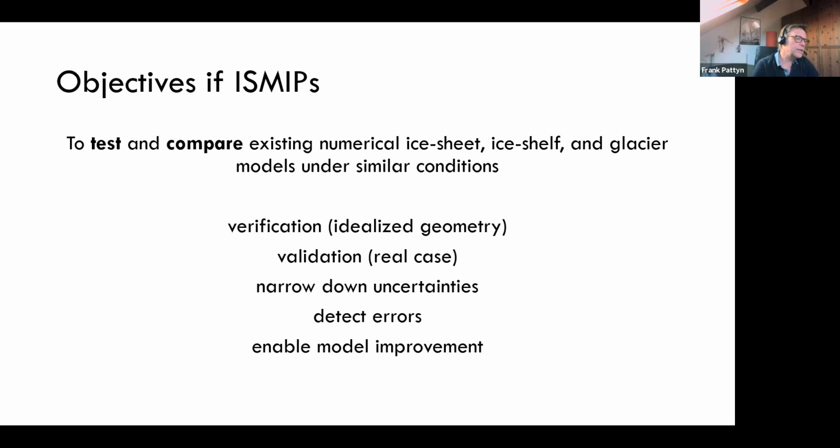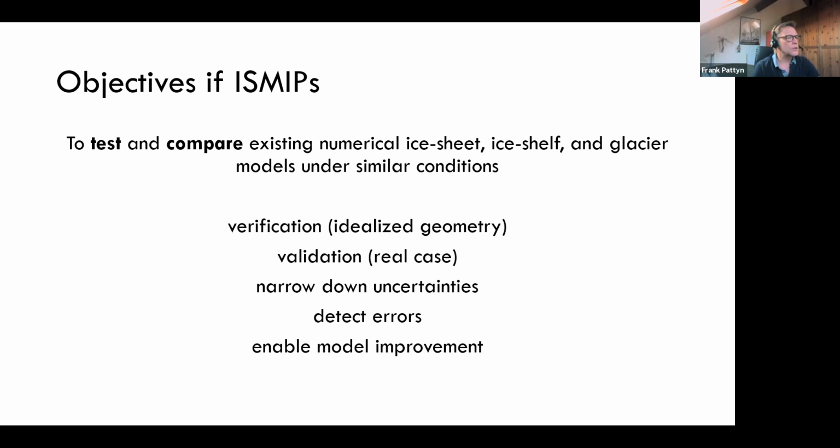Or you have validation, in which you go to a real case and see how well your model can reproduce what is currently observed. What those two, verification and validation, can lead to is to narrow down uncertainties, but also to detect errors in model codes. And all that together enables you to come to a model improvement.